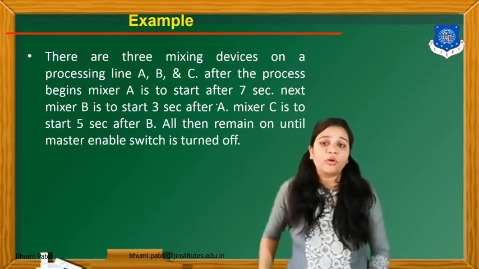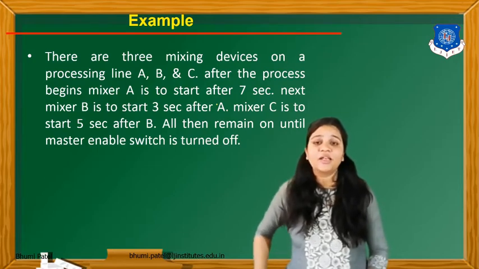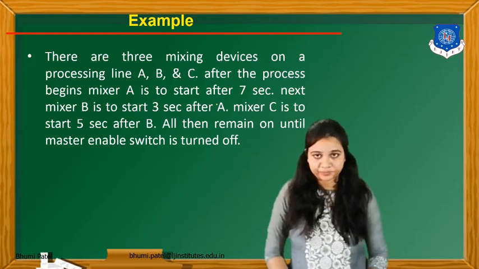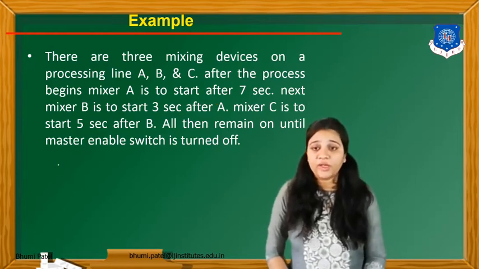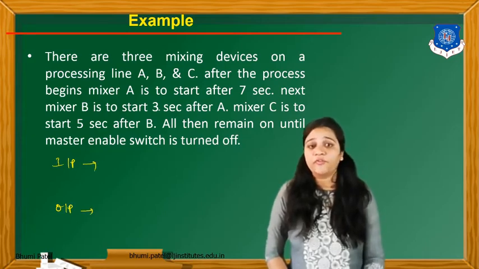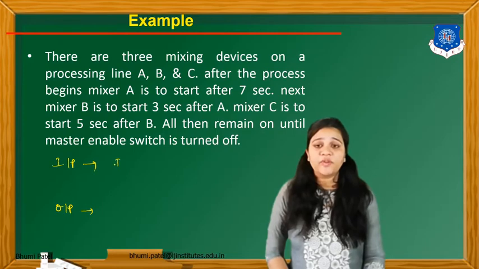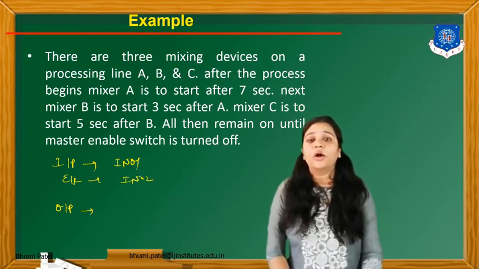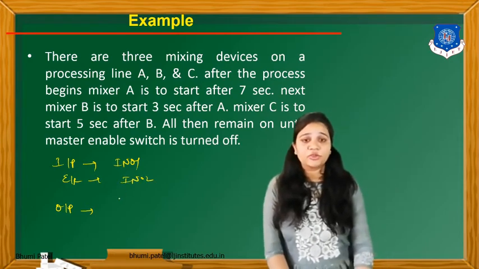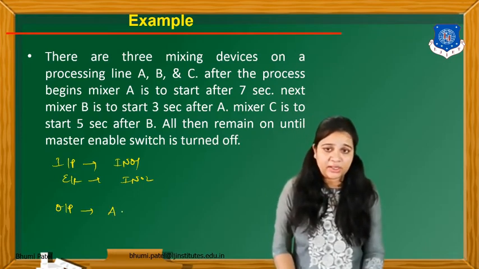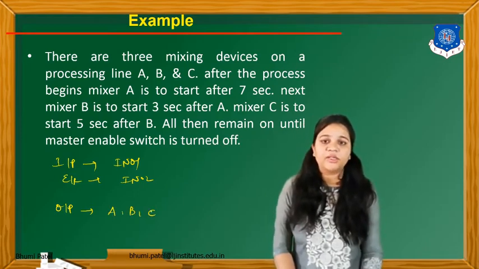All then remain on until master enable switch is turned on. So first of all, we have to decide how many inputs and outputs for this particular program. Here different timers is used. So we can take one input switch and one enable or reset switch. Now there are three mixing devices, so we can take three outputs: mixer A, mixer B and mixer C.